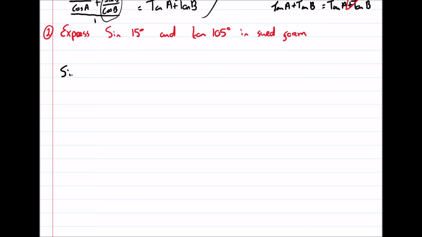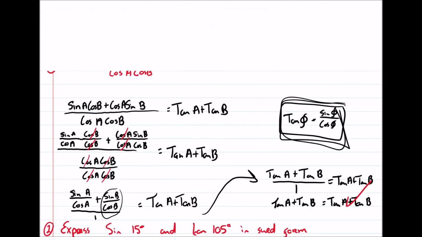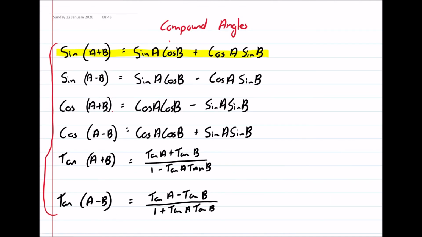So we can say, well, sine 15 degrees is the same as sine 60 degrees, which we do know is in surd form in the logbooks, minus 45 degrees, which again is in surd form in the logbooks. And that is basically sine A minus B. And looking back here, sine A minus B is sine A cos B minus cos A sine B.